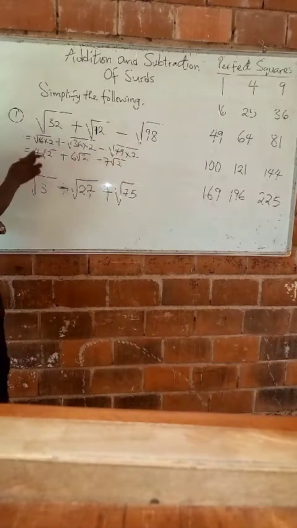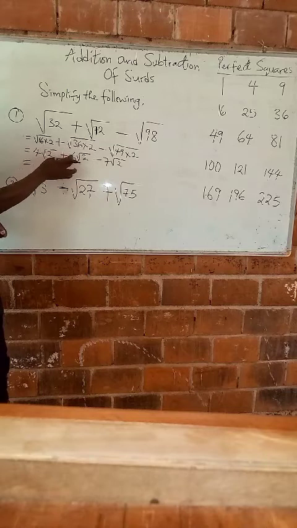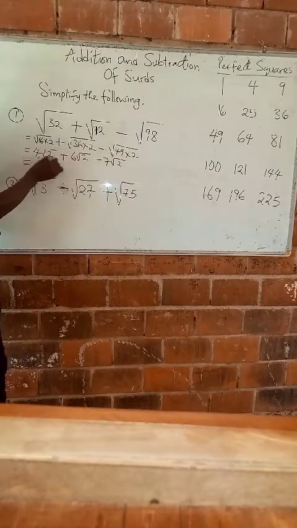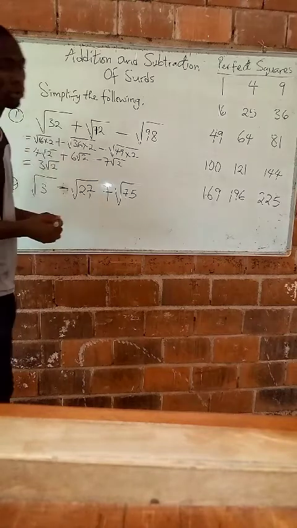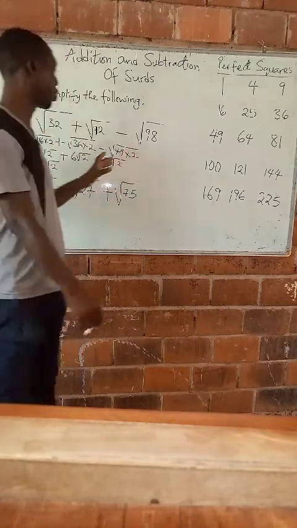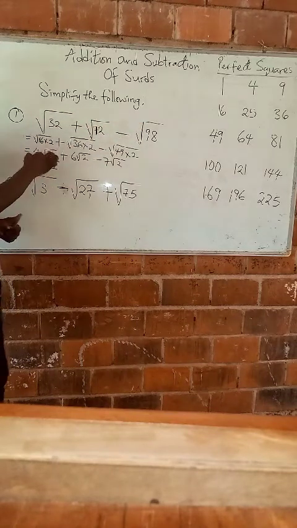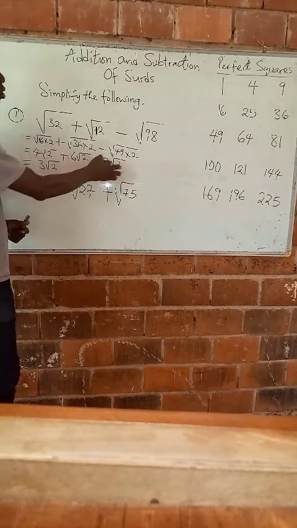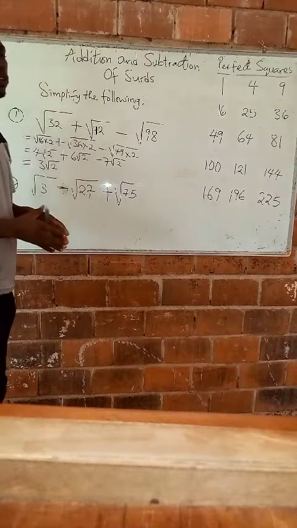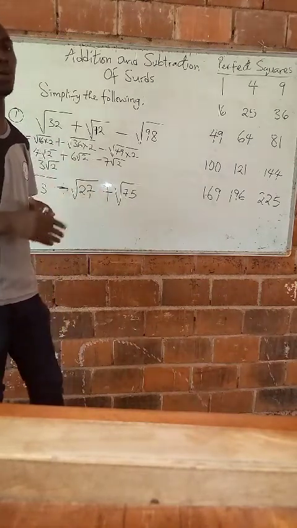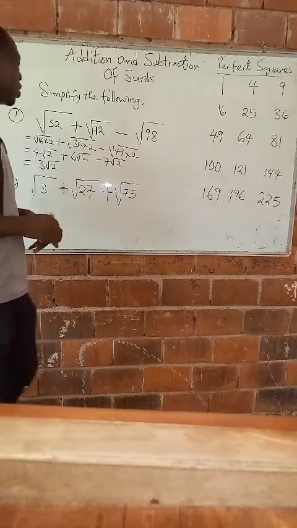So now we can add and subtract. 4 plus 6 is 10. 10 minus 7 is 3. So we have 3 root 2. So this is the simplest form of this expression. When the numbers left in the root sign are not the same, we cannot add and we cannot subtract. We are going to take some examples on that in the next lesson.